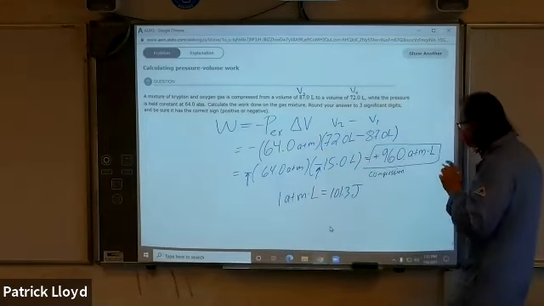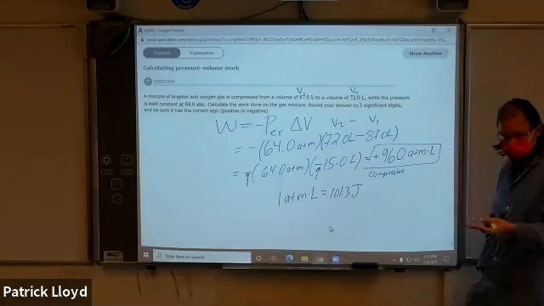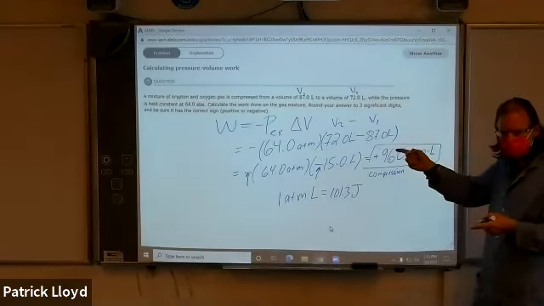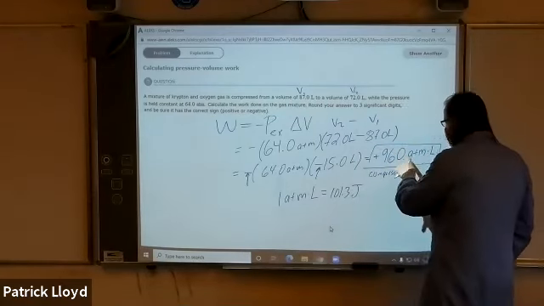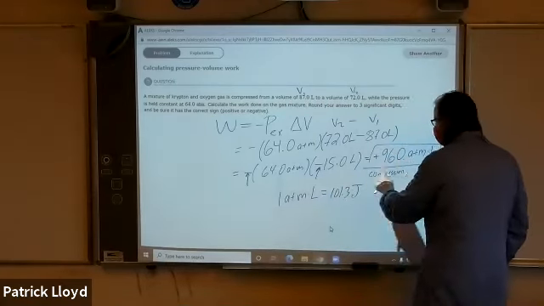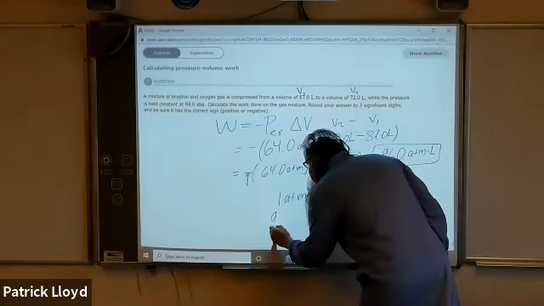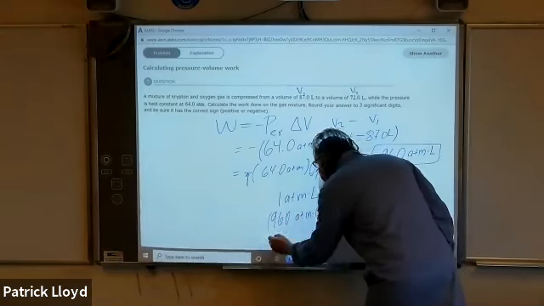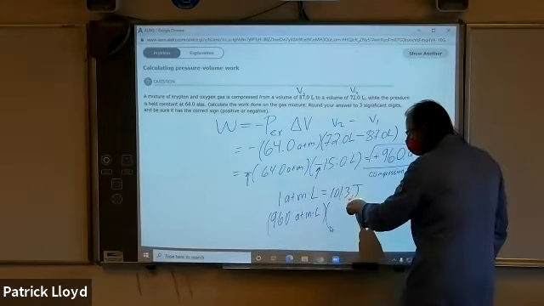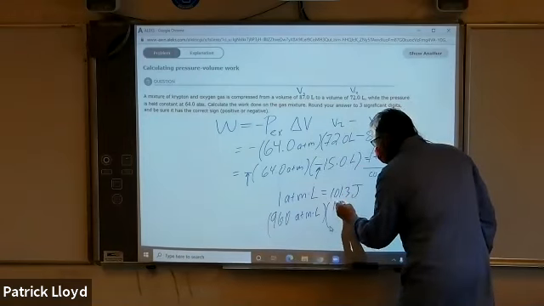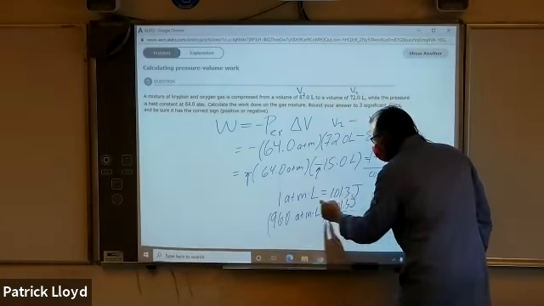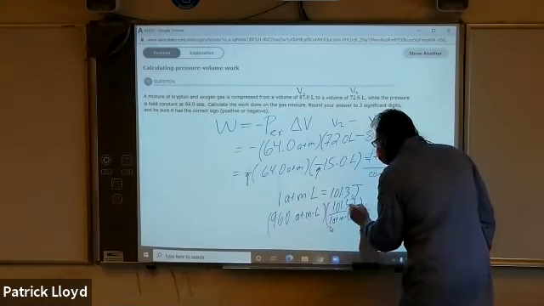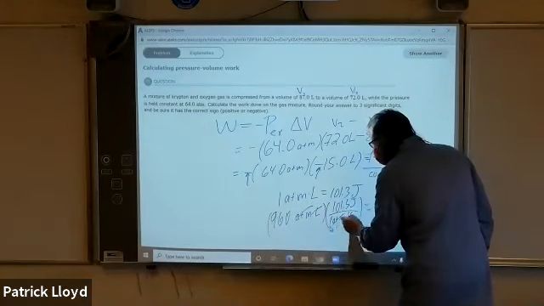Okay? So typically you want to have them either in joules or kilojoules. This is going to be a pretty big number, so most likely you want to have it in kilojoules. So we'll do that next. We'll start off with 960 atmosphere liters times, now we want to convert it to joules, so we put this in the numerator and this in the denominator. Your atmospheres cancel, your liters cancel, and you've got joules.